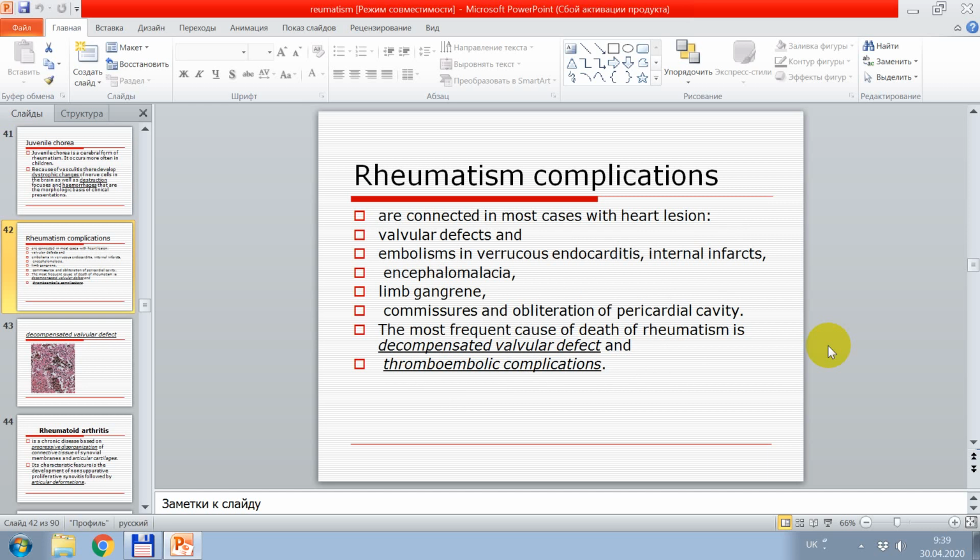Complications of rheumatism are connected in most cases with heart lesion: valvular defects and embolism in varicose endocarditis, internal infarcts, encephalomalacia, limb gangrene, commissures, and obliteration of the pericardial cavity. The most frequent cause of death in rheumatism is the composite valvular defect and thromboembolic complication.